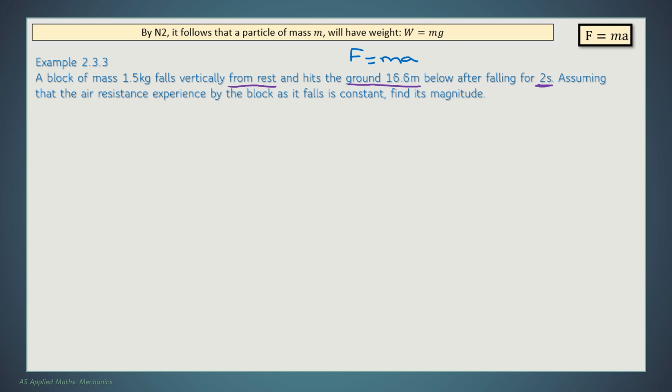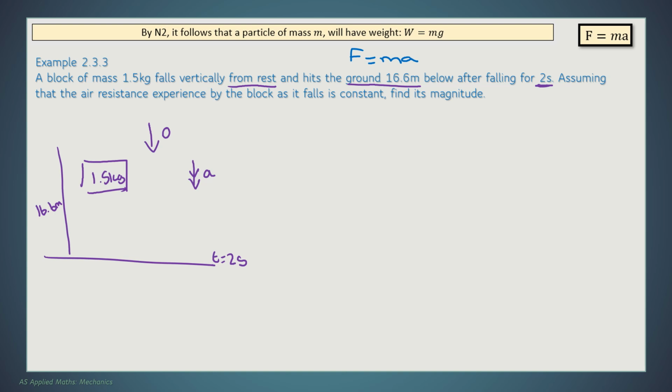Okay. So if we set up our diagram for this, so we have got a block, 1.5 kilograms, and it's falling vertically from rest, and it falls a distance of 16.6 meters, and it falls for 2 seconds. So we've got that information there. Assuming that the air resistance experienced by the block as it falls is constant, so we have got a resistance force, which I'm going to call A for air resistance, and that is constant. Find its magnitude. So we are looking for A. That's the question, and it's always a good idea to highlight what the question is because this has multiple steps and it can be easy to lose your way.